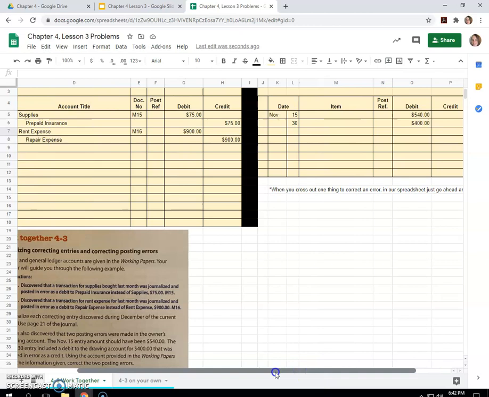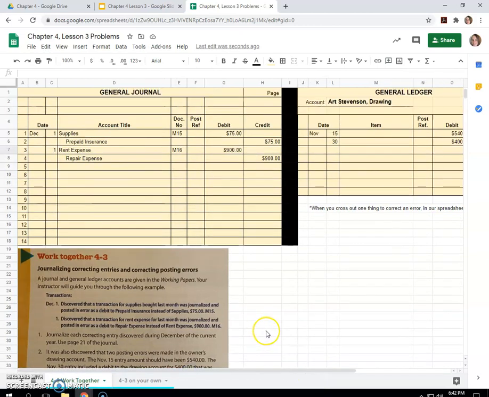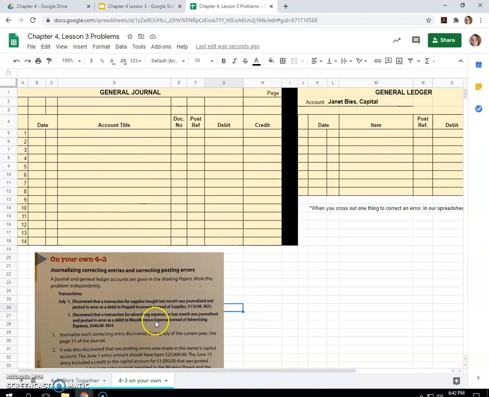So for our purposes in these problems, I prefer to use the spreadsheets versus handwriting in the workbooks. So this is Work Together 4-3, and you can do it on your own all by yourself.